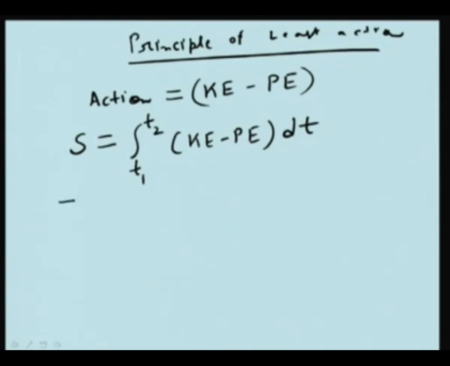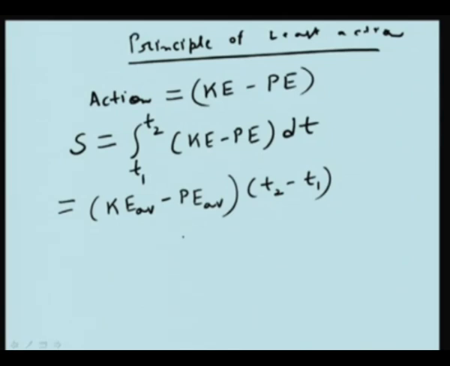One can write it the same as KE average minus PE average, where the average is appropriately defined. Average is not just the arithmetic average, it is by integration. Now the particle follows that path which minimizes its action. So this theorem can be used.